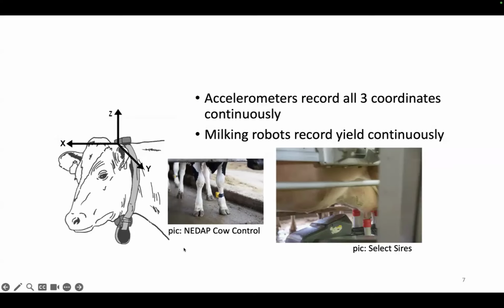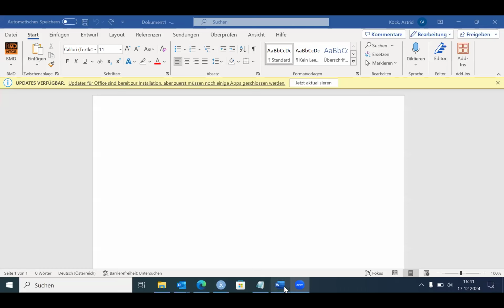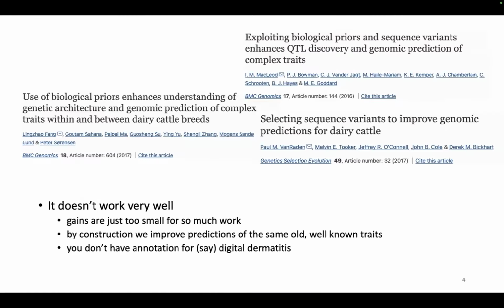Then I wanted to introduce something else. Now we have another kind of measurement, which is not exactly what your network is about, but I want to put both things because they share methodological ideas. We have these high throughput things. You have accelerometers, you have pedometers, you have milking robots, and they record all kinds of things basically continuously. So you have these huge tables with numbers.